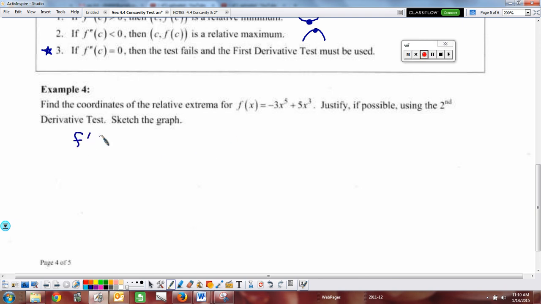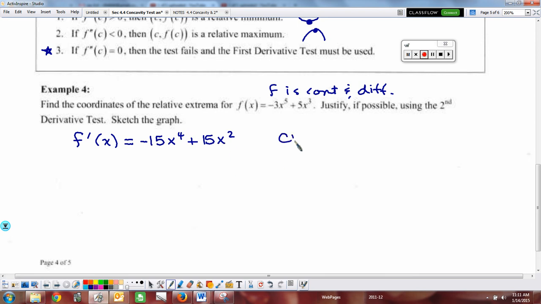So I find my first derivative. We also know that this is a polynomial, so f is continuous and differentiable, so I don't have to worry about a cusp or anything like that. So we take our derivative, which is going to give me negative 15x to the fourth plus 15x squared.